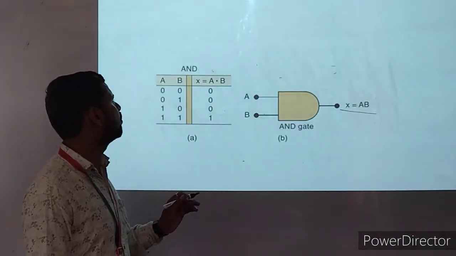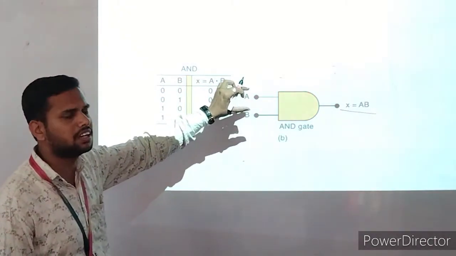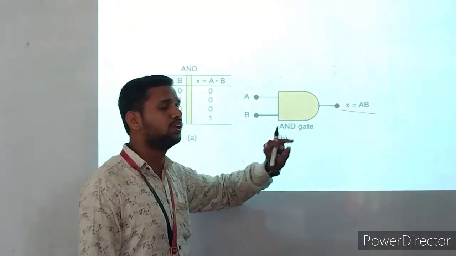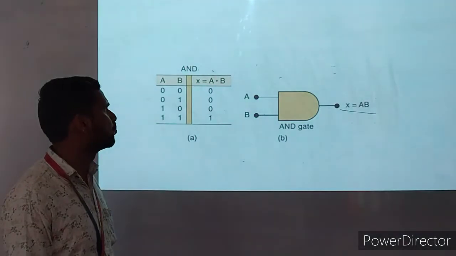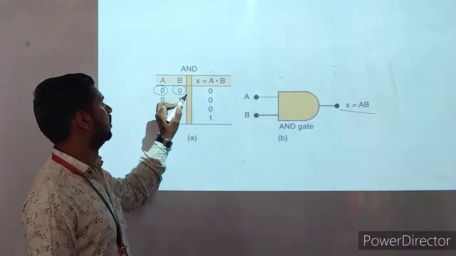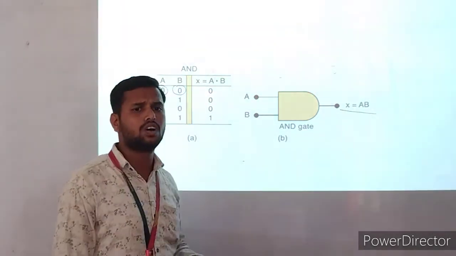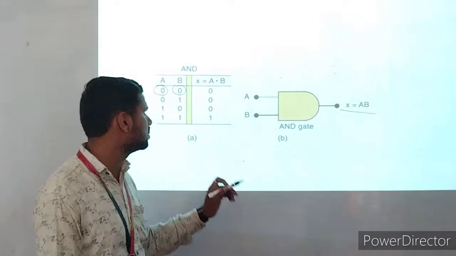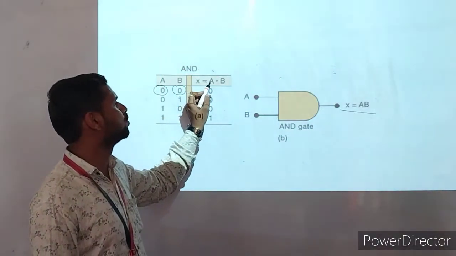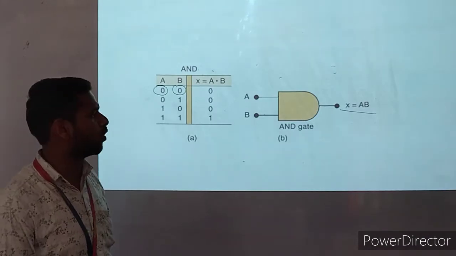What are the possibilities of input? That is A and B. There are two inputs that can be connected to the AND gate, and only one output, that is X. So we can use the inputs 0 and 0, meaning A is equal to 0, B is equal to 0, and that value gives the expression X is equal to 0 into 0, which is equal to 0.